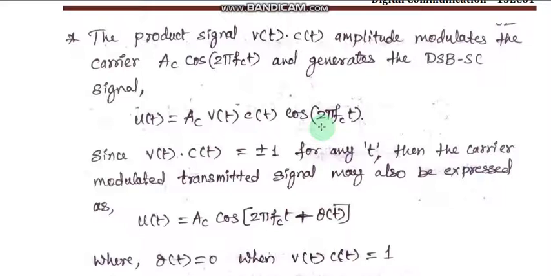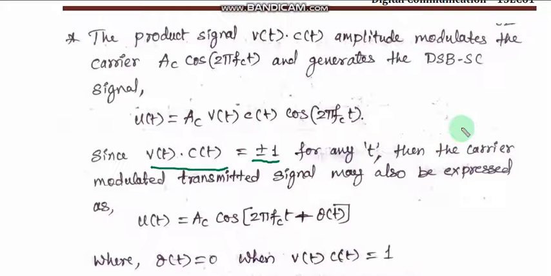The product of the signal V of t and C of t amplitude modulates the carrier, because we are simply multiplying the two signals in the time domain. Therefore it is the DS-based signal. So AC is the amplitude level into V of t into C of t cos 2 pi FCT. Since V of t and C of t have amplitude levels of plus or minus 1, V of t into C of t will result in plus or minus 1 only.